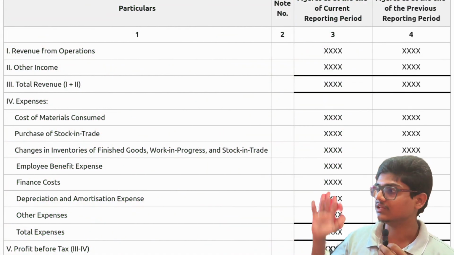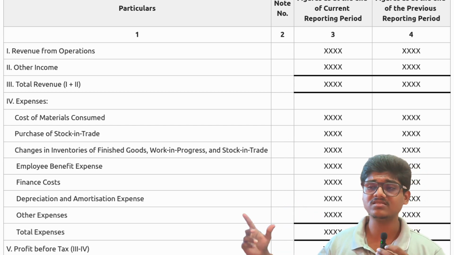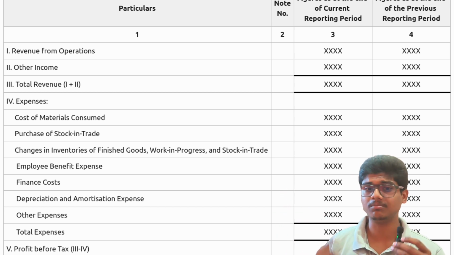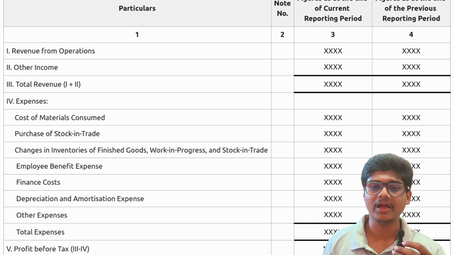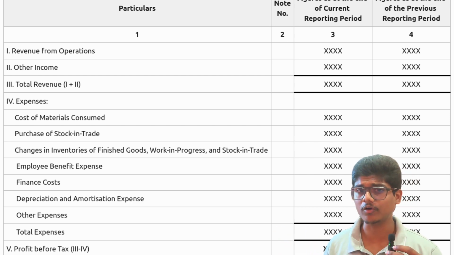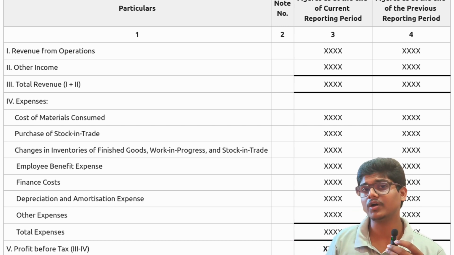So now, this is our PNL format. In this format, we can see section A as revenue, section B as expenses, and section C, which will be termed as profit before taxes. So now we will just focus on our section A and section B.